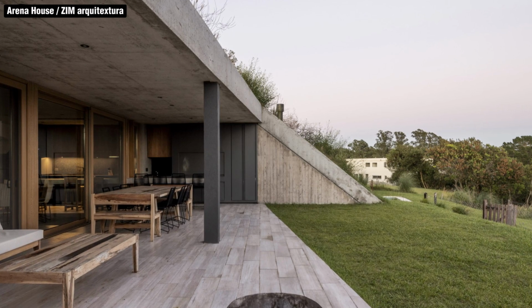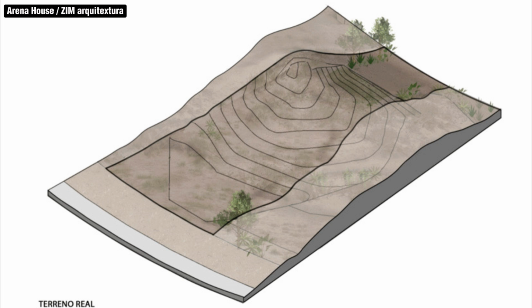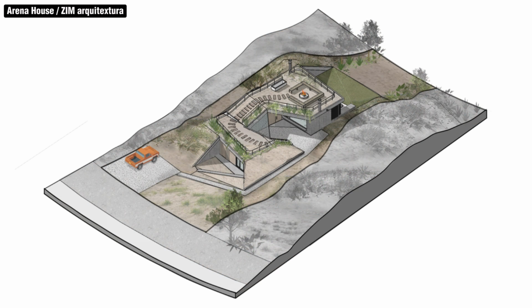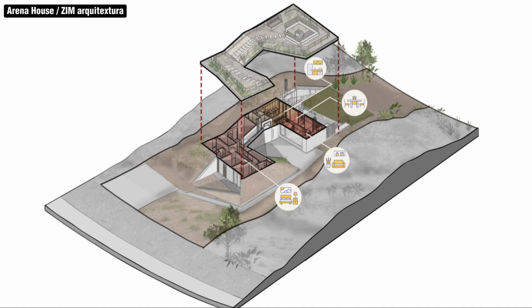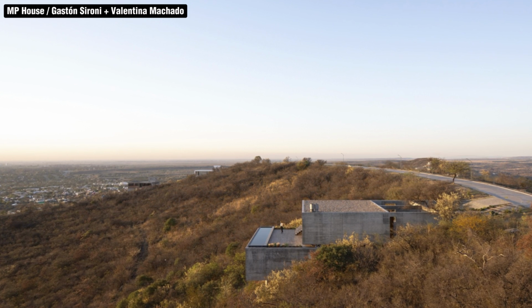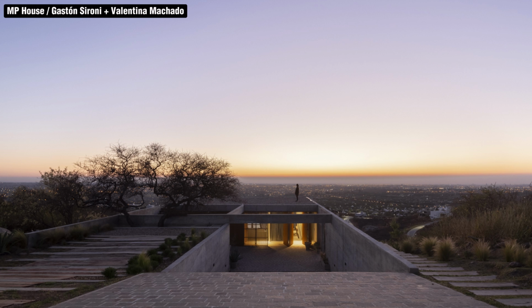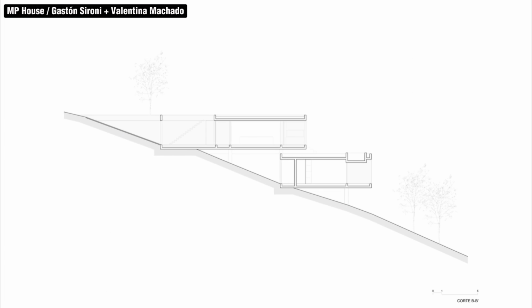Instead of completely leveling the terrain, the house is designed to adapt to the natural slope of the dune. This approach not only preserves the natural beauty of the surroundings, but also minimizes the environmental impact of the project by reducing the need for excavation and filling. The MP house is situated amidst the stunning scenery of the Cordoba Mountains in Argentina. Comprising two sections, the structure is designed to create terraces following the topography.